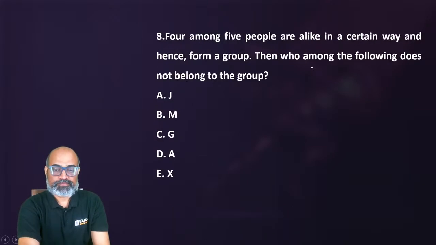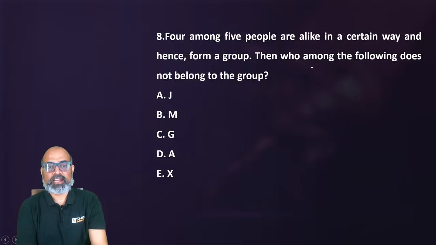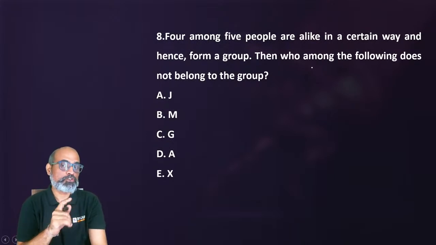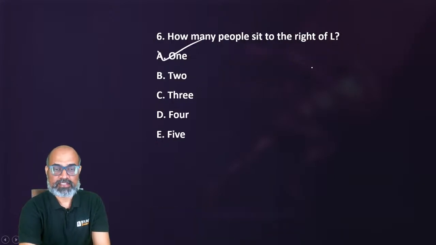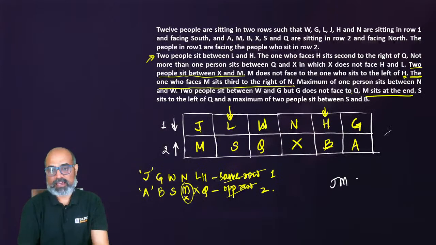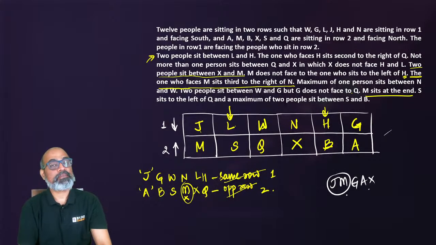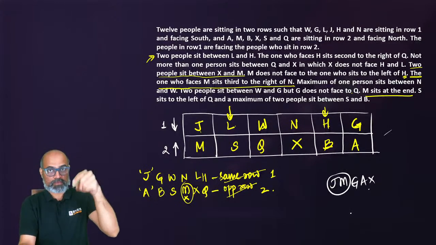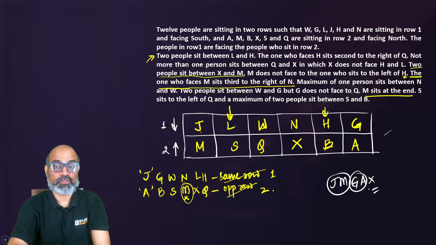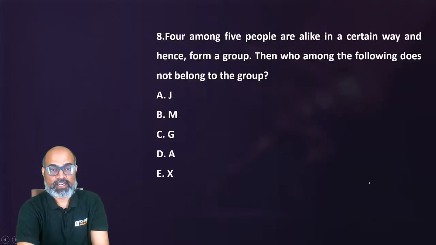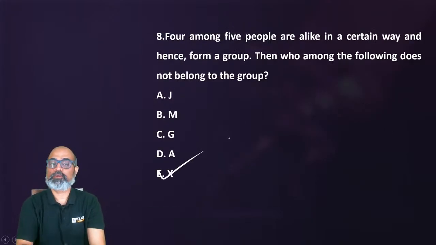Okay, next one. 4 among 5 people are alike in a certain way and hence form a group. Then who among the following does not belong to the group? We have J, M, G, A, X. So we can find J and M, these 2 people are in the same column. They are sitting opposite to each other. Same goes for G and A, but X is the odd one out. There is nobody who is sitting opposite to X from these 5 people. So X turns out to be the odd one out who does not belong to the group.